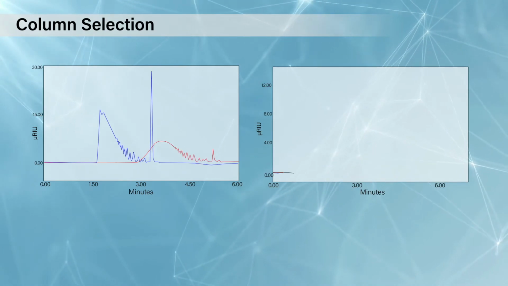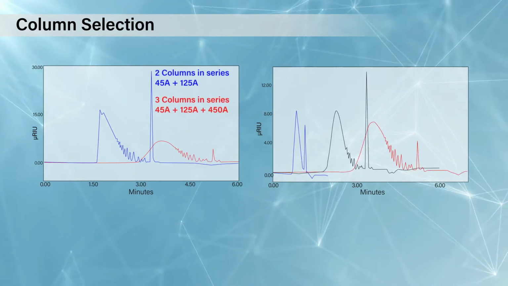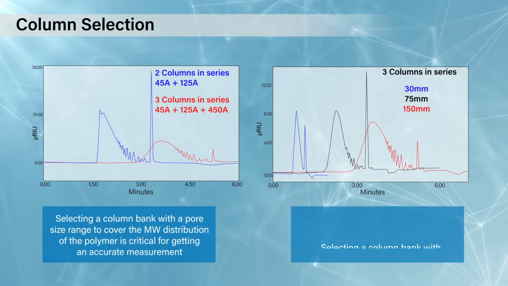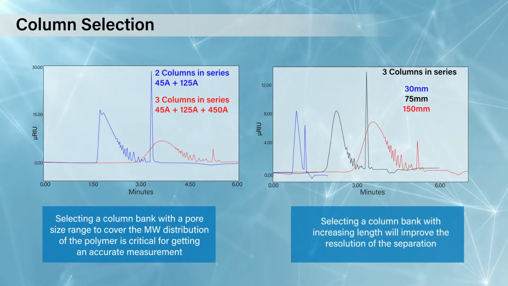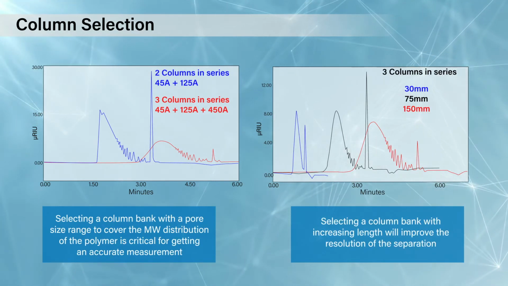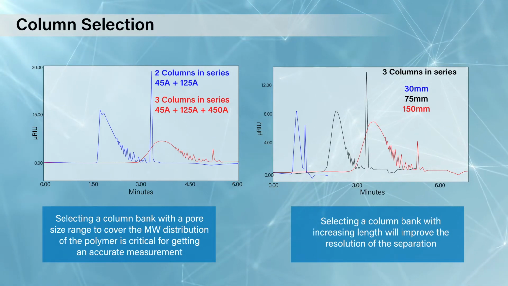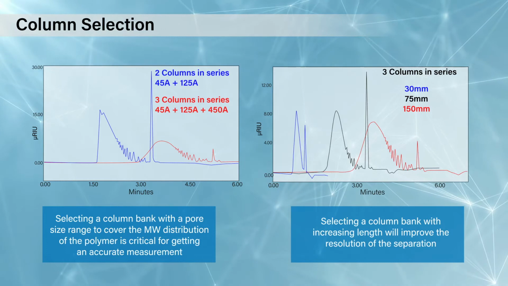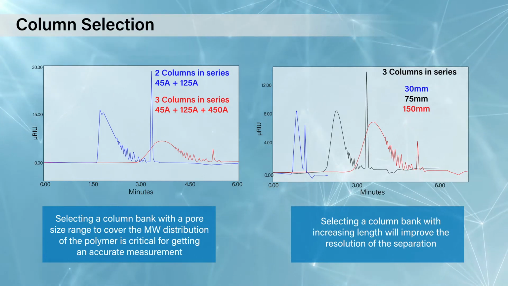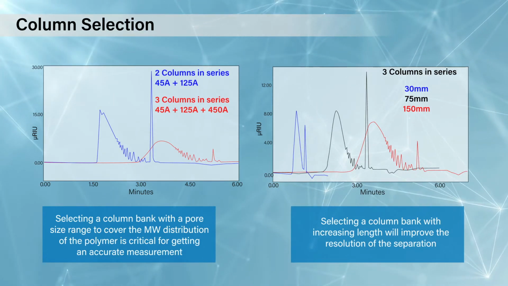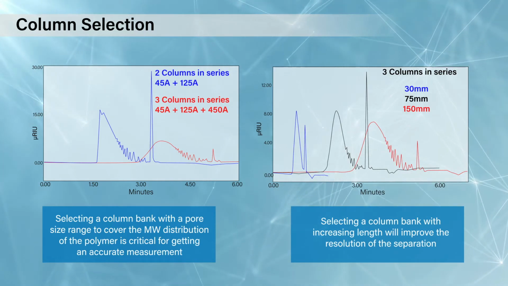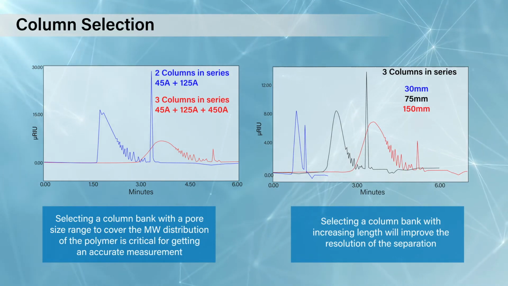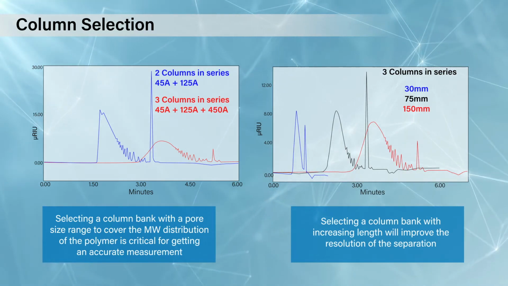So here's an example of correct selection. So in the left-hand image, you can see where you haven't selected the full pore range. So the blue trace shows exclusion. So by adding another column, in this case the 450 angstrom, you push the molecular weight higher and you get the proper distribution as shown in the red trace.